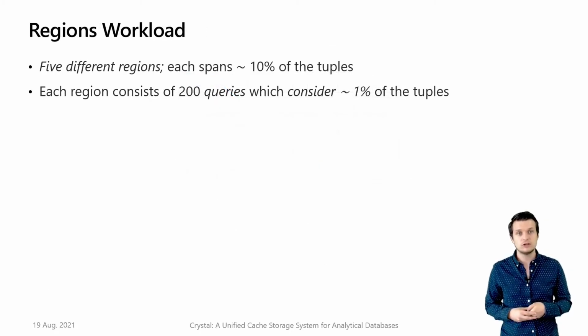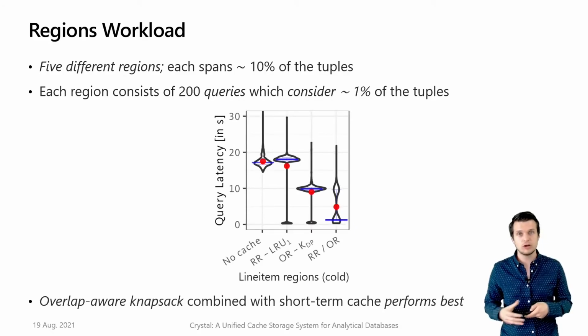We also did an experiment with different caches within our Crystal setting. We used a regions workload, which basically defines 5 regions, which each span roughly 10% of the tuples. And each region again has queries which take 10% of the tuples within a region, so in total 1% of the tuples. So when we look at the regions workload, we define different competitors.